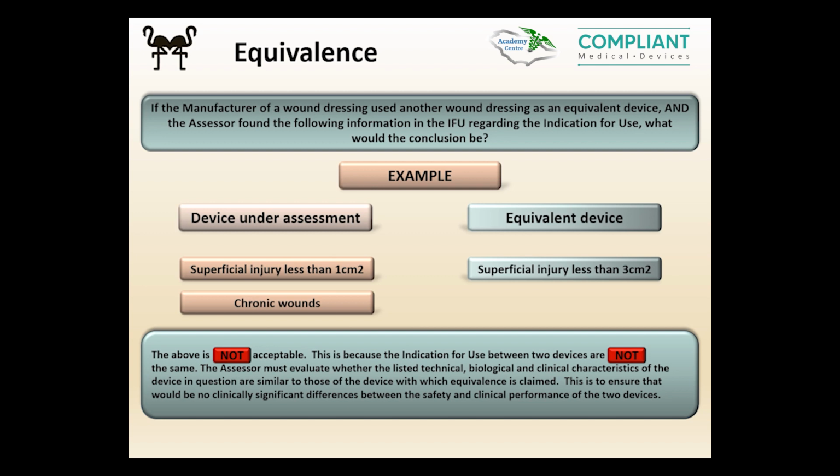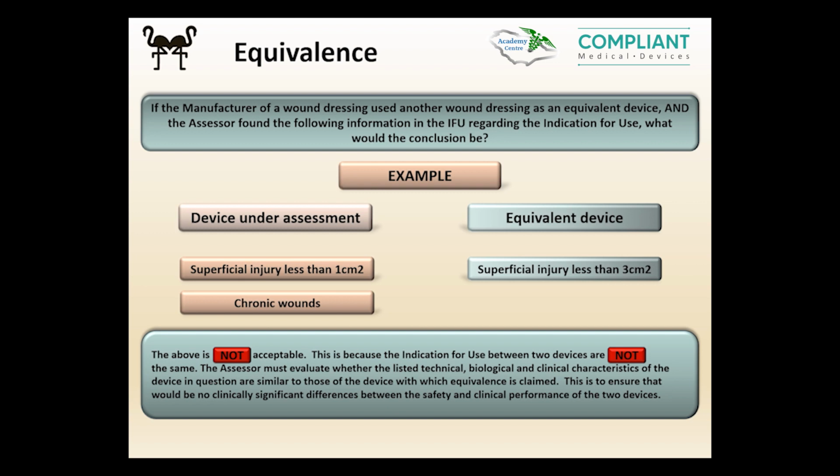If the manufacturer uses another wound dressing as an equivalent device, then, as per paragraph 3 of Annex 14 of the MDR, the two devices must be the same in terms of their clinical, technical, and biological characteristics. In this example, the device under assessment on the left has a different clinical claim to the potentially equivalent device on the right. In other words, the equivalent device doesn't have the same clinical characteristics as the device under assessment. It will therefore not be acceptable for the manufacturer to rely on equivalence as a clinical data route for their wound dressing.